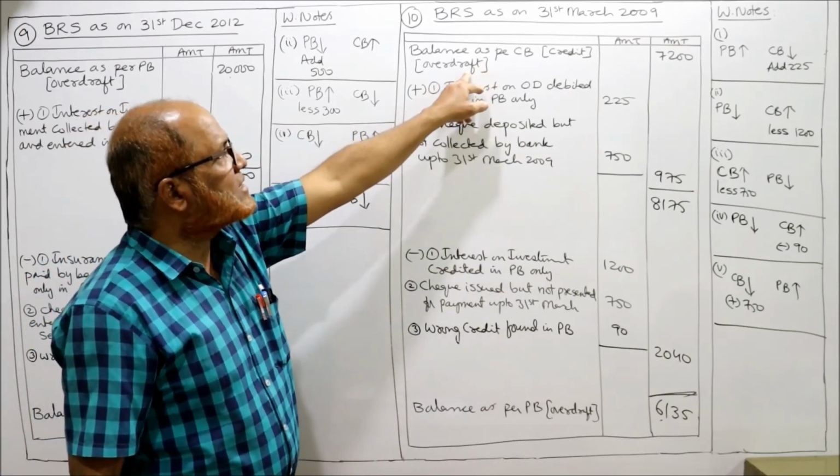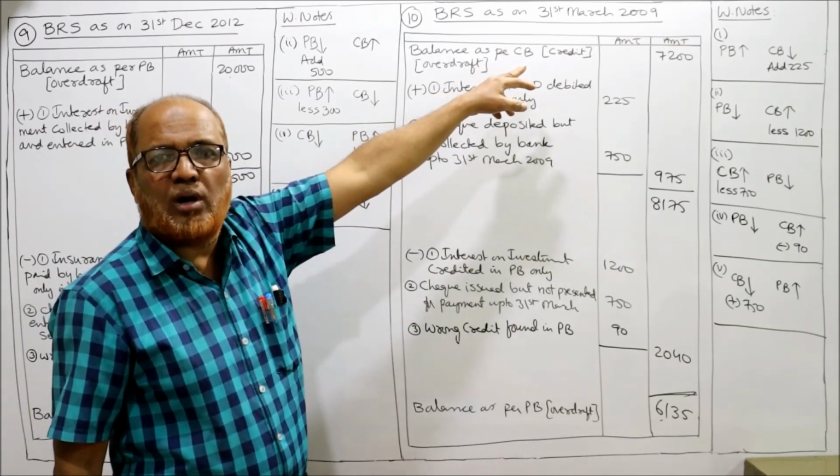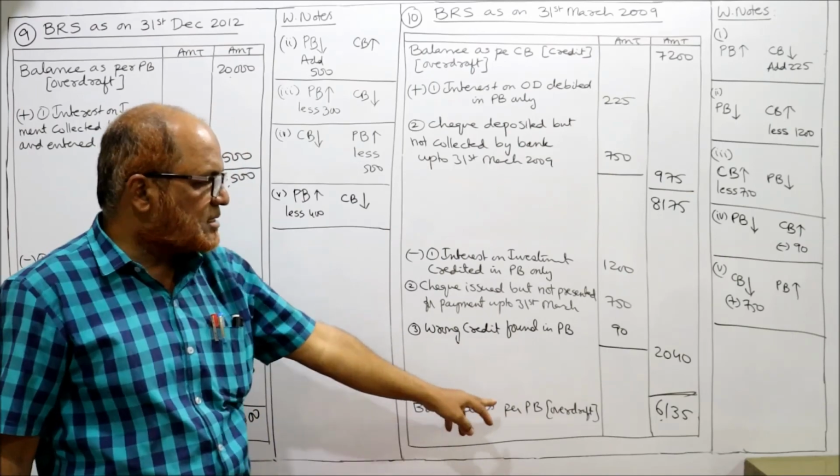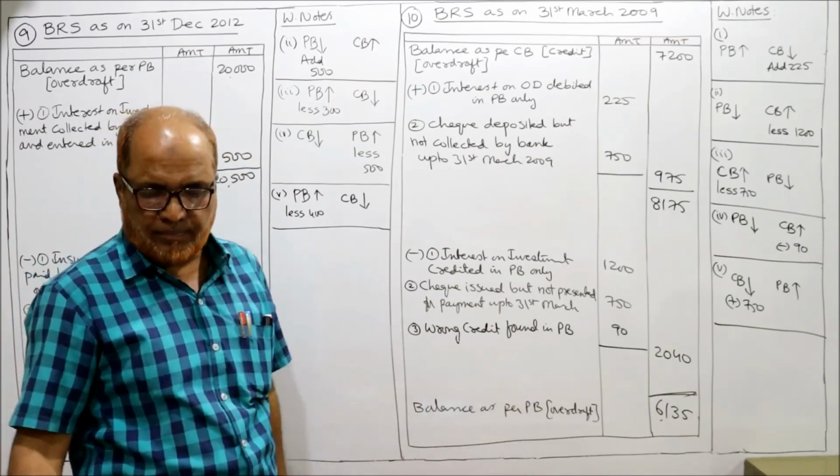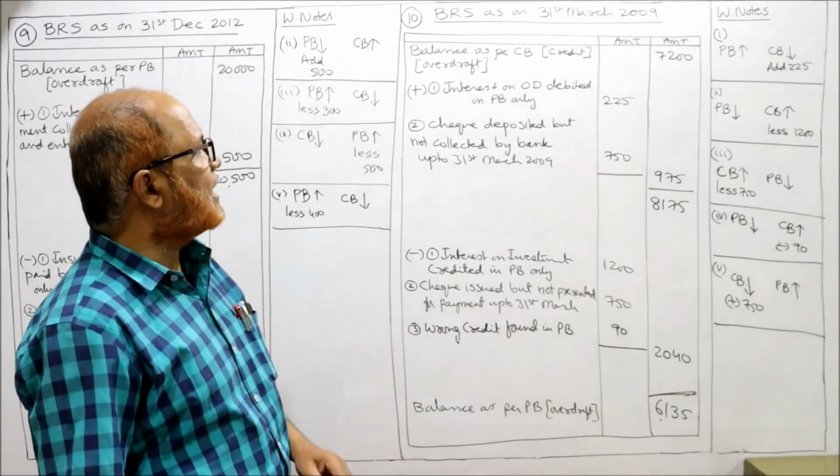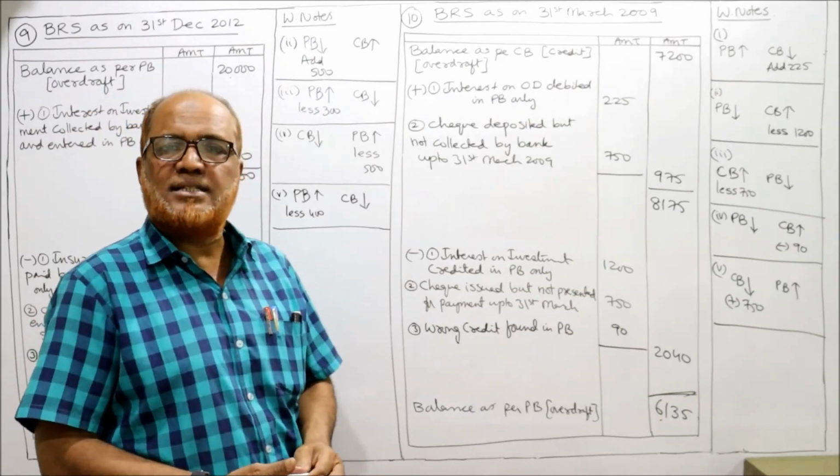स्टार्टिंग में ओवरड्राफ्ट से स्टार्ट किए थे, बैलेंस एज पर कैश बुक ओवरड्राफ्ट. Ultimately, we found balance as per passbook overdraft. That's it. So this is the end of problem number 10.